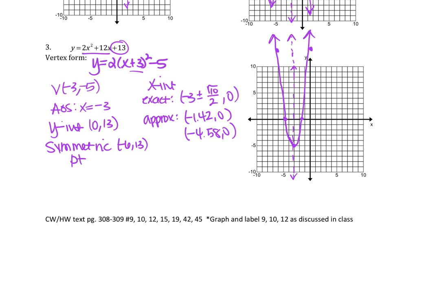So for homework, you can see at the bottom we have some text pages. I want you to graph and label 9, 10, and 12 just like we did these ones above.